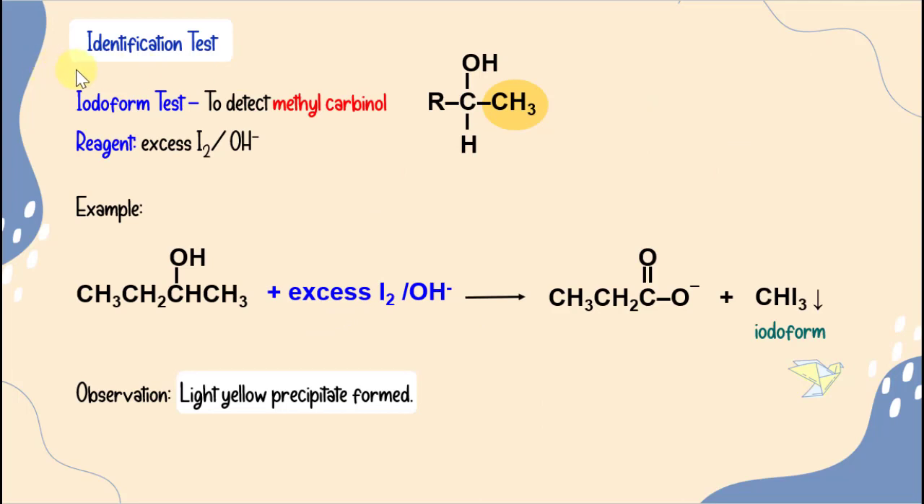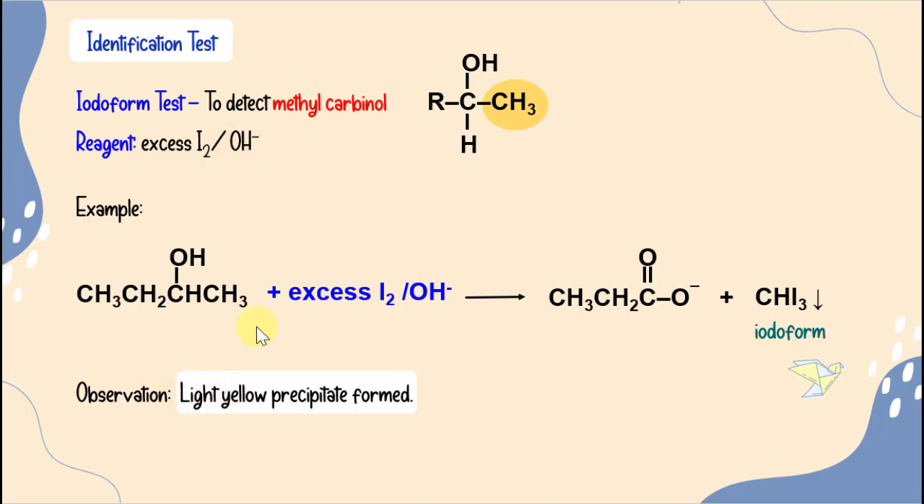The second identification test for alcohols is the iodoform test. Iodoform test is used to detect the methyl carbonyl group. So the methyl carbonyl group is on the carbon bearing the OH. So this carbon must have at least one hydrogen, so it has a methyl group attached to it. So only primary or secondary alcohol that has the methyl carbonyl will give a positive result. So the reagent used for this reaction is excess iodine in basic condition.